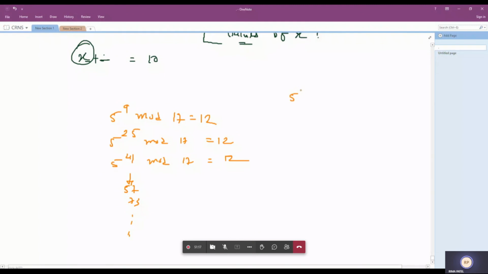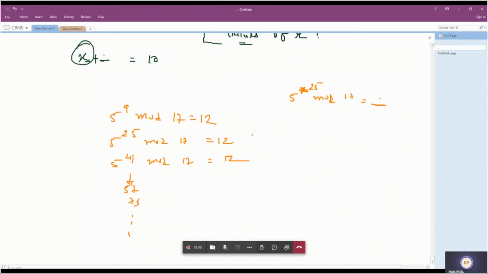If this is given to you, 5 raised to x mod 17, or let me say I take x equal to 25, even though this is a large exponent, you will be able to find a single value for 5 raised to 25 mod 17. You will get only one value for it. Yes or no? Yes, ma'am.